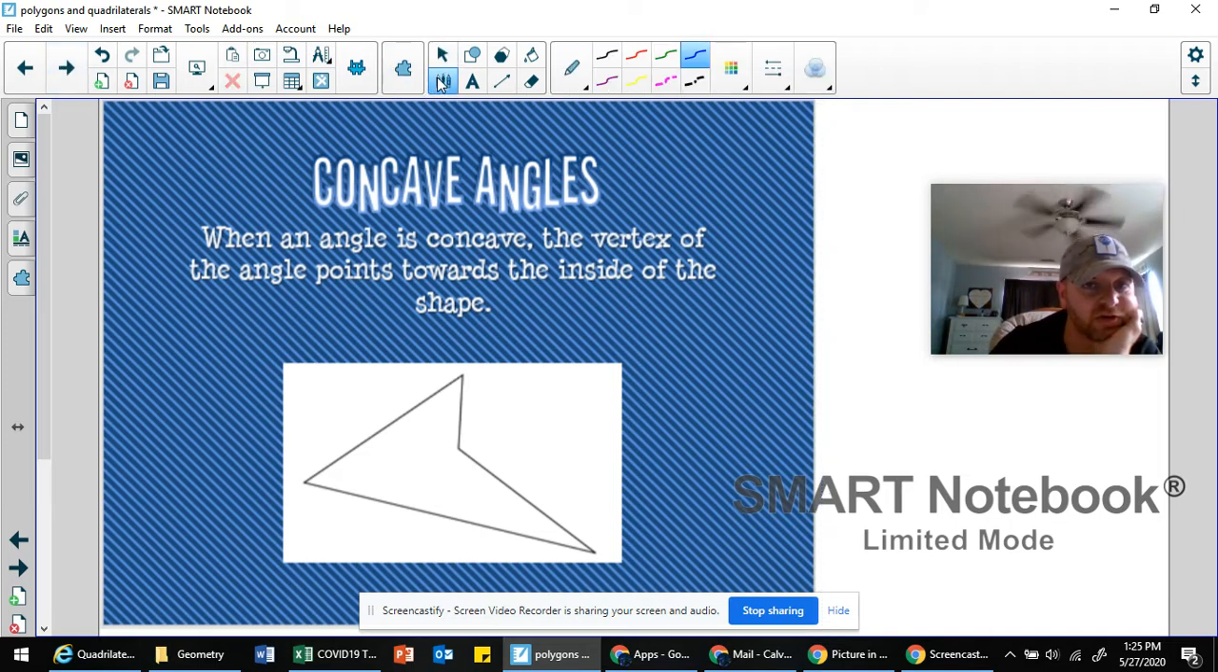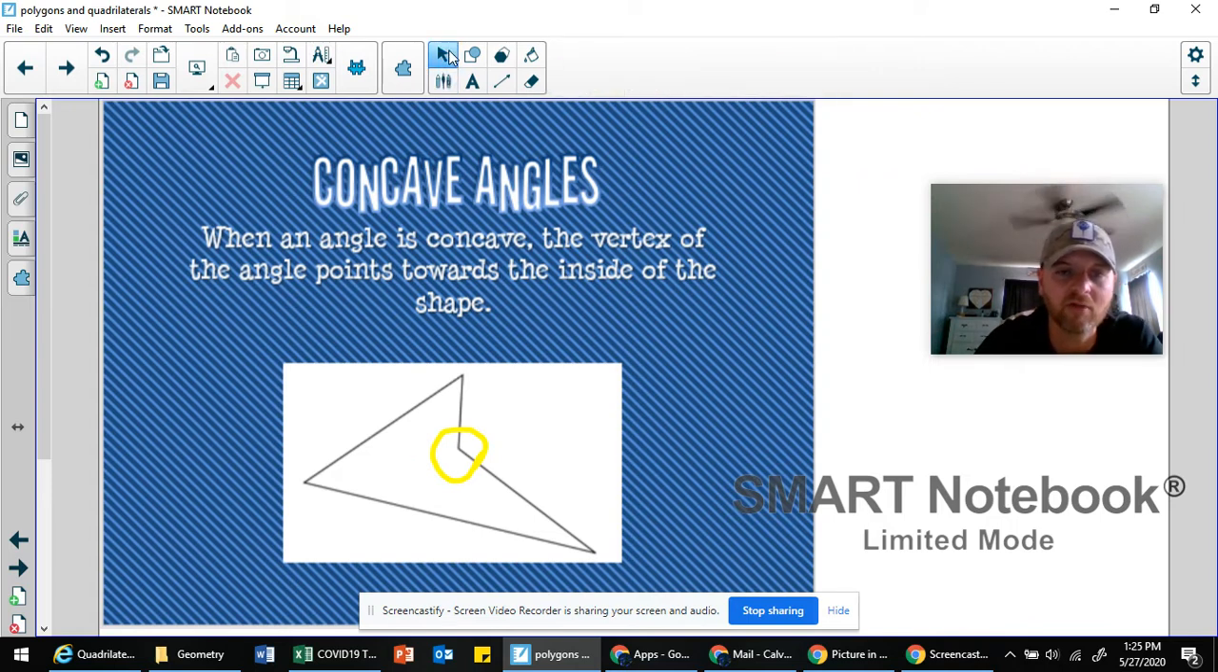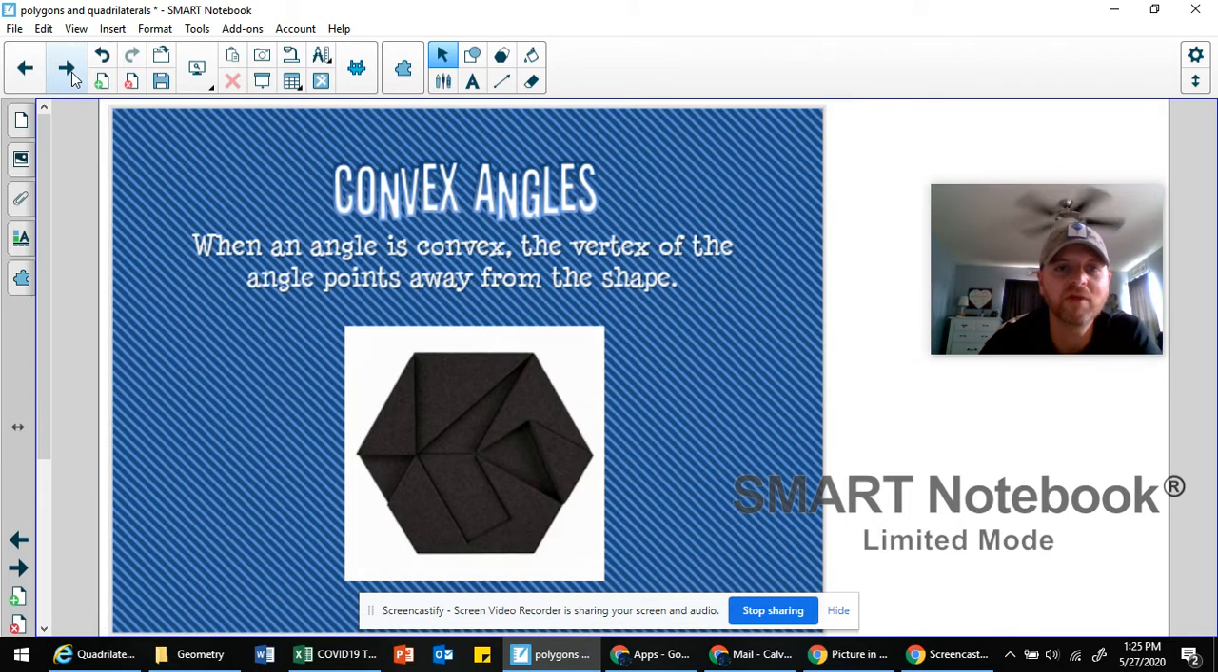So I just want you to kind of think in your head which one you think it is. If you're thinking this one right here, you are right. So we have a ray here and a ray here forming an angle, but notice the vertex of the angle is pointing towards the inside of the shape. So this is called a concave angle, making this a concave shape. So when you do your math activities for the last week of school, you're going to come across that word concave. So if a shape has at least one angle that's concave that points in, then that is considered a concave shape.